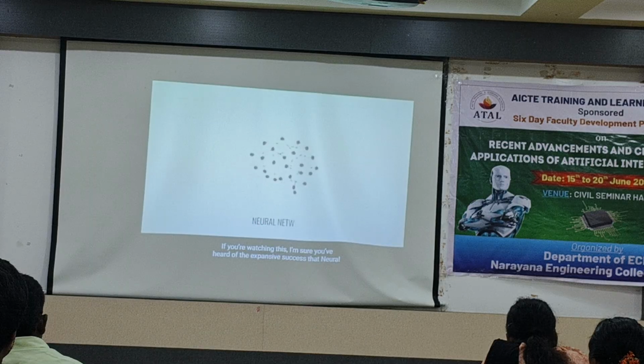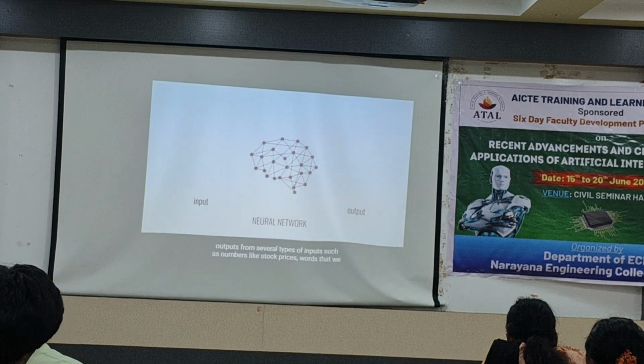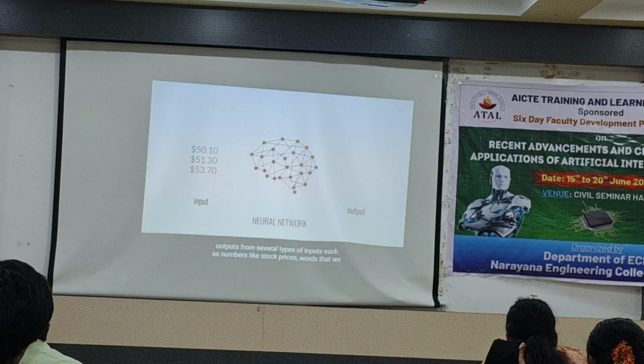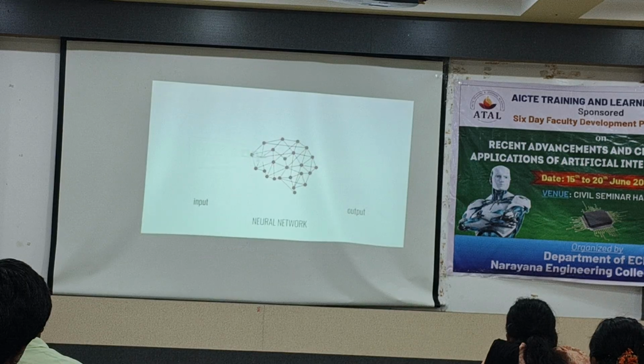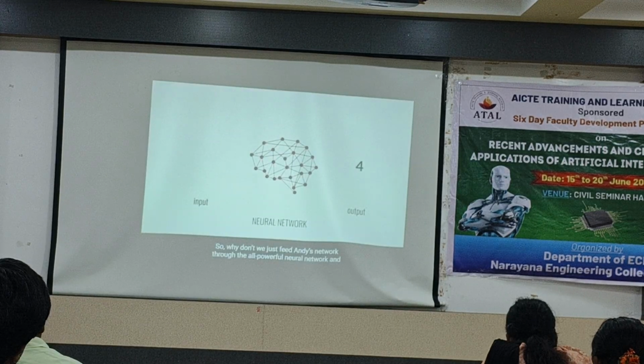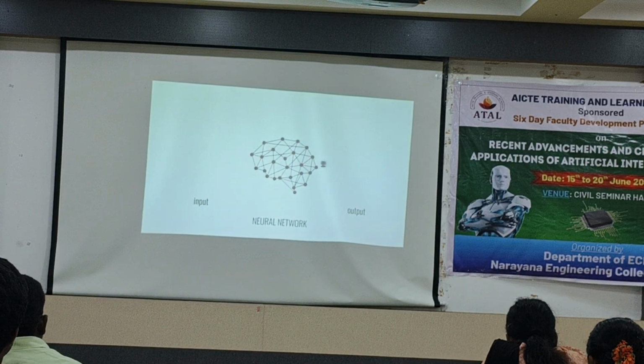If you're watching this, I'm sure you've heard of the expansive success that neural networks have had on many problems. They are able to learn a variety of desired outputs from several types of inputs, such as numbers like stock prices, words that we use every day, or even images like this low resolution photo over here. So why don't we just feed Andy's network through the all-powerful neural network and let it tell us his best match?